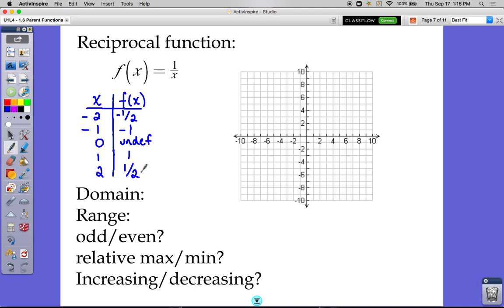So let's just take a quick look. First of all, 0 is undefined. So in this one, by knowing what this guy here does at 0, that value has to be taken out of the entire graph. I cannot use 0 at all. It is undefined at 0. It becomes what we call an asymptote. At -2, I'm at -1/2. And then at -1, I'm at -1.